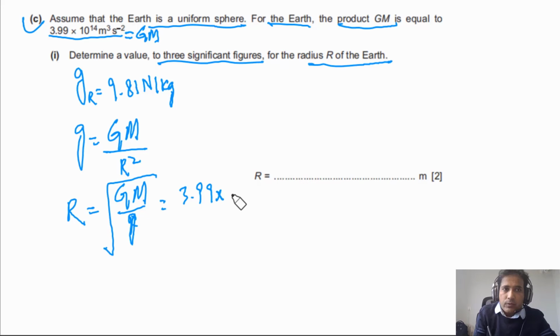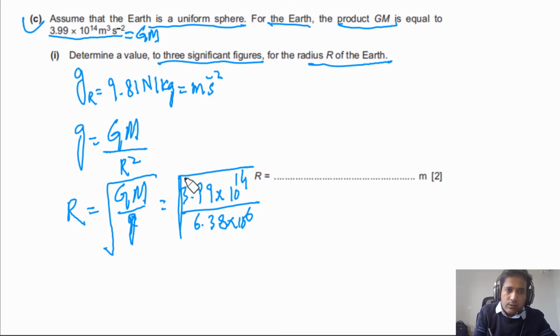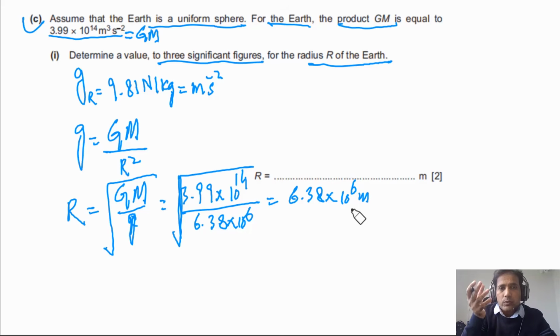So this is 3.99 times 10 to 14 divided by 9.81. You can also write the unit as meters per second square, and then if we solve, we will get our answer equal to 6.38 times 10 to 6 meters. So this is how you need to answer.